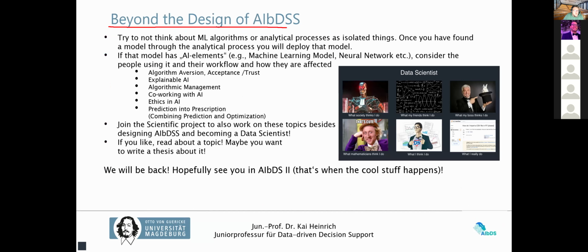And last but not least, I want to say a few words that are beyond the design of AIbDSS. I want you to not think only about ML, because this was also a question during the study talk, and I want to stress this. Try not to think about machine learning algorithms or analytical processes as isolated things. They are embedded in processes. Remember, we have the deploy step at the end.